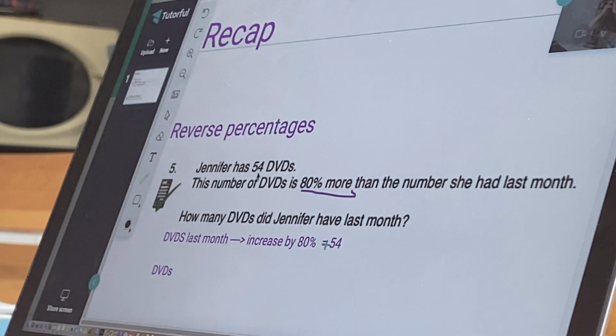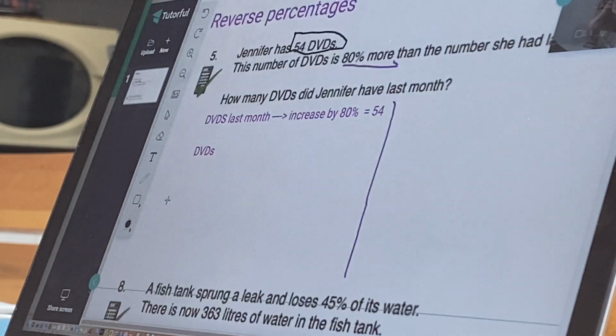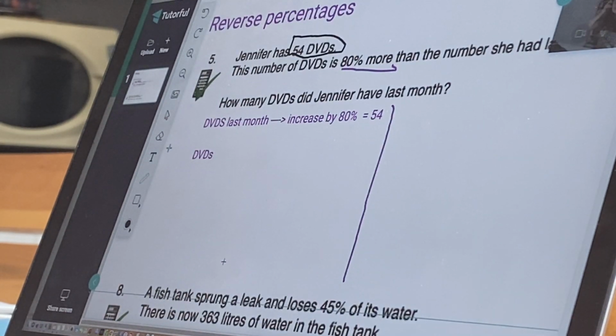Not quite, because 54 is 80% more than last month. 100% subtract 20 is 80. Not quite. So there's two different ways you could do it. I think the way I'm going to do in purple is easier than the way I'll do in green, but there's two different ways. I'll show you the purple way first.